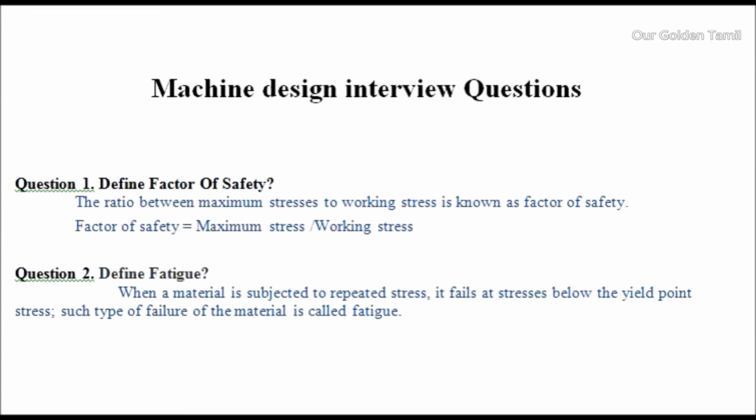Machine design interview questions. Question 1. Define factor of safety. The ratio between maximum stress to working stress is known as factor of safety. Factor of safety equals maximum stress/working stress. Question 2. Define fatigue. When a material is subjected to repeated stress, it fails at stresses below the yield point stress. Such type of failure of the material is called fatigue.